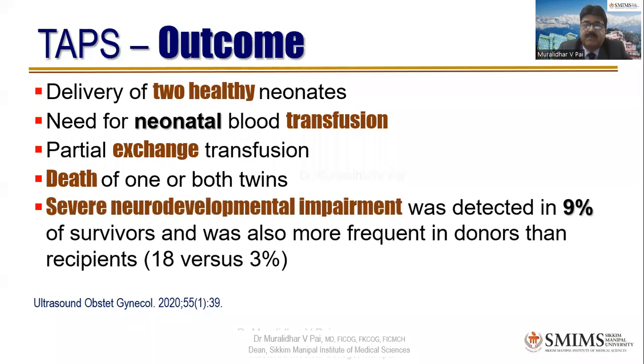Severe neurodevelopmental impairment was detected in 9% of the survivors and was also more frequent in the donors than recipients. Whereas in TTTS, we saw it is equal in donor as well as in the recipient, but it is more so in the donor here rather than the recipient, 18 versus 3%.